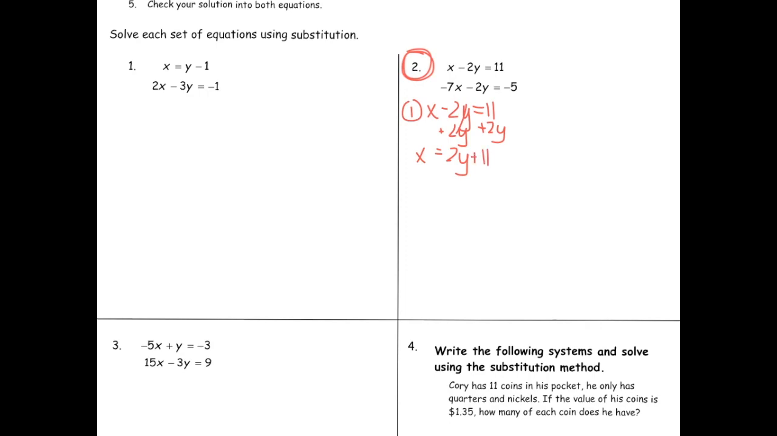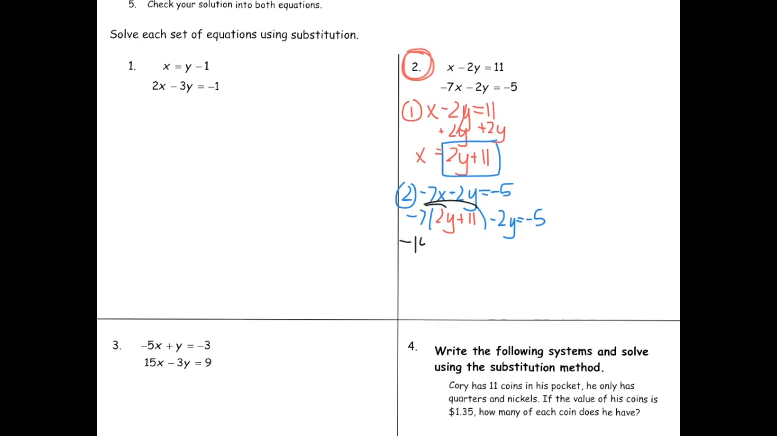All right, so now that I have x is equal to 2y plus 11, I'm going to take that value and plug it into the other equation for x. So negative 7x minus 2y is equal to negative 5. So we're going to do negative 7 times 2y plus 11 minus 2y is equal to negative 5. Okay, so that is your next step. You're subbing it in. Now you're just going to solve it like a regular equation.